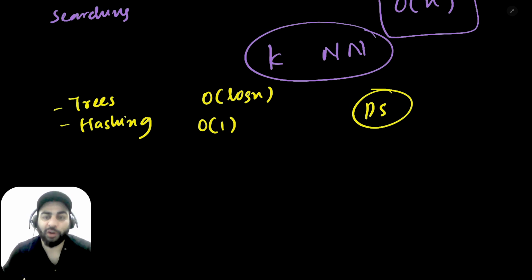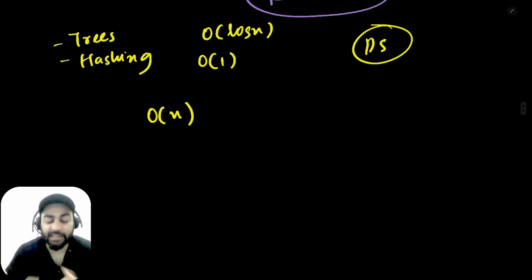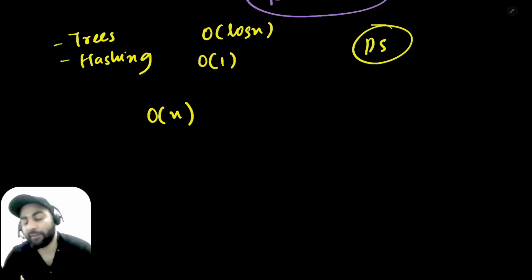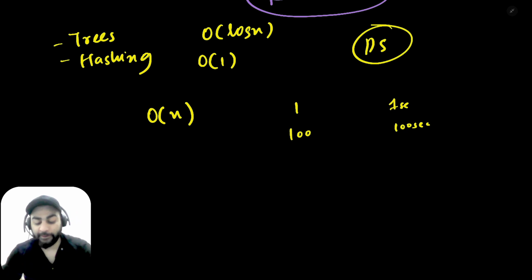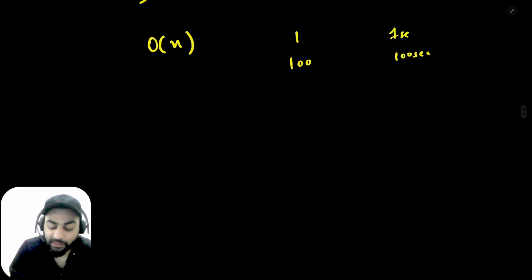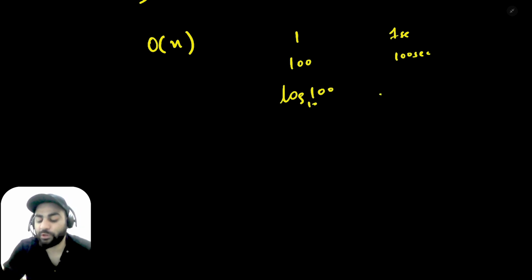So what is the meaning of order log n? What is the meaning of order n? This means as the input grows, in a similar fashion the searching time grows also. Let's suppose for one element it takes 1 second, for 100 elements it will take 100 seconds, something like this. So this will be a linear growth. What is log n? Log n means, for example, log of 100 to the base 10 is 2. It will take 2 seconds only.